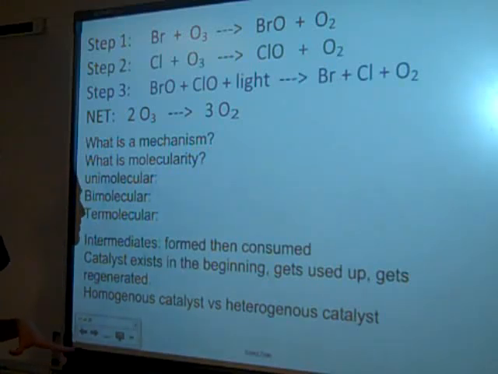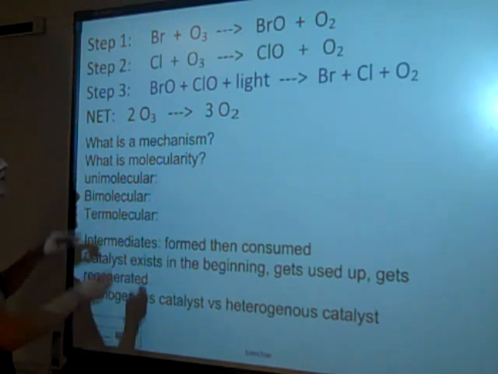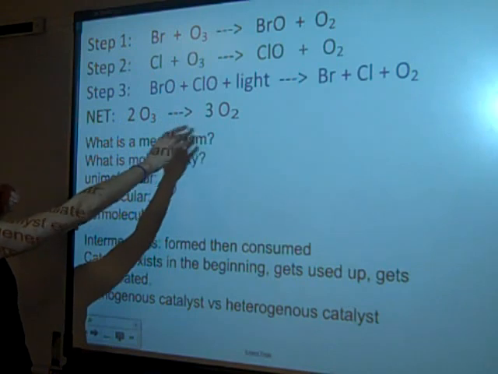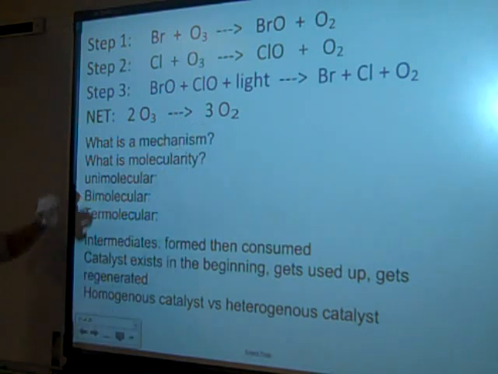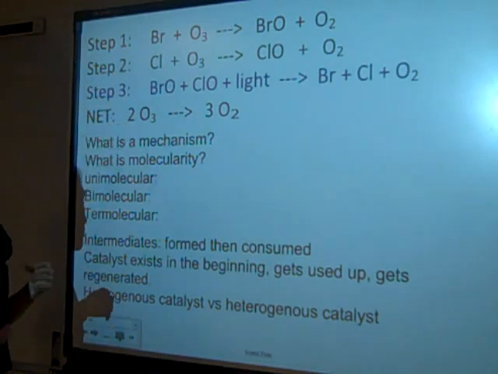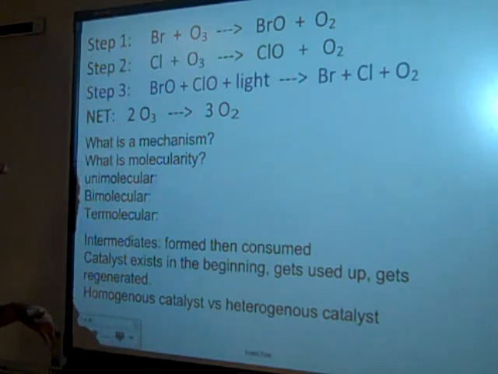Mechanisms show the individual steps that reactions take in order to have an overall reaction. So if this is my net reaction, this is the overall, this is what's happening. Ozone is turning into oxygen. The mechanism is going to show the individual steps that happen in between. And the mechanism will also tell me how fast each step is.